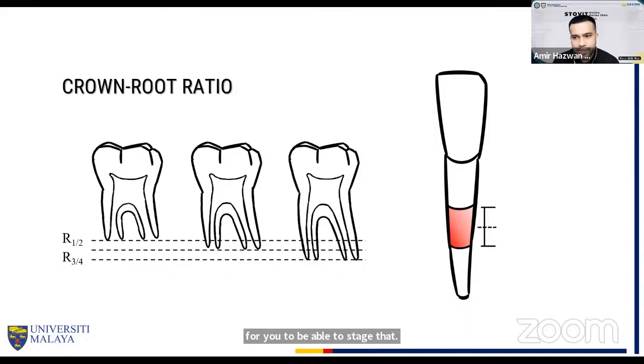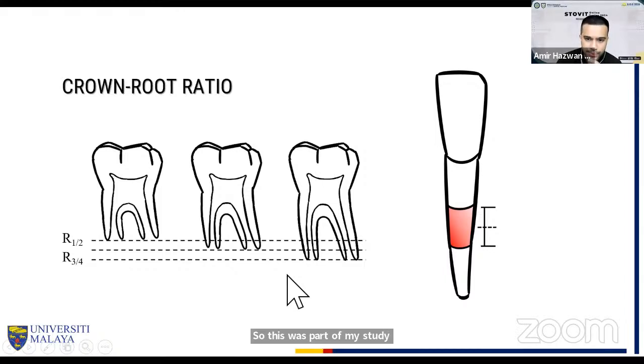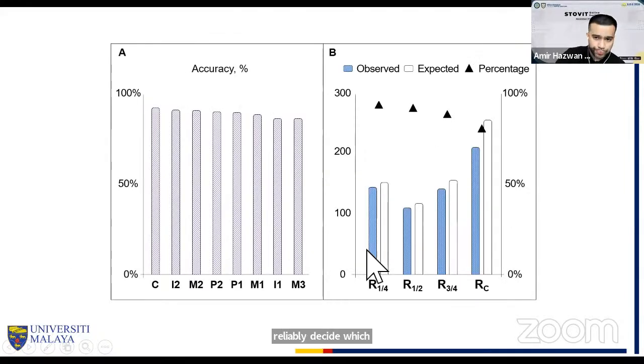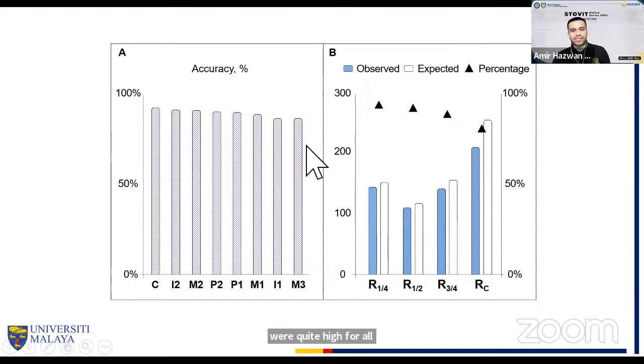Later, I will talk about accuracy and reliability, how they are different from each other. This was part of my study where I used the ratios to reliably stage, or decide which stage the tooth belongs to. The accuracy of prediction based on the ratios was quite high for all teeth. At least all of them are above 80%.